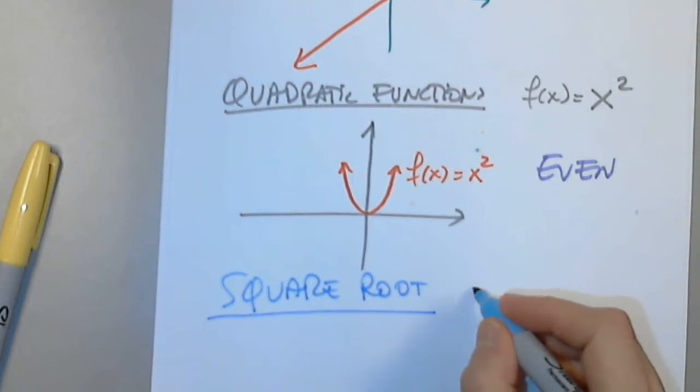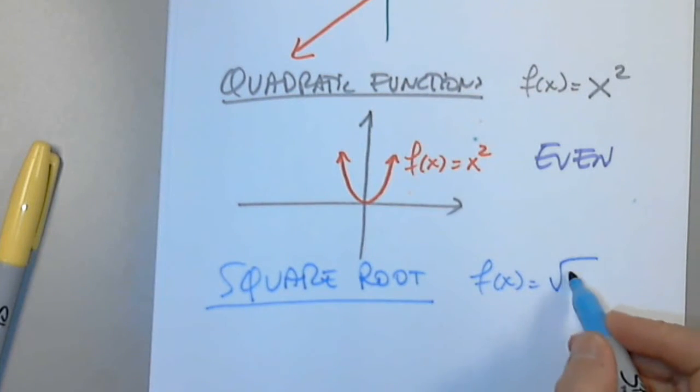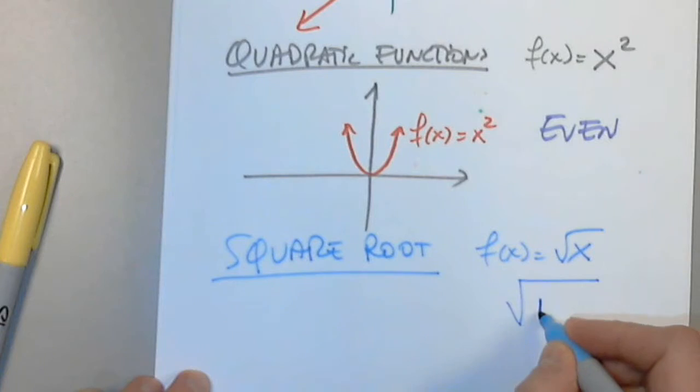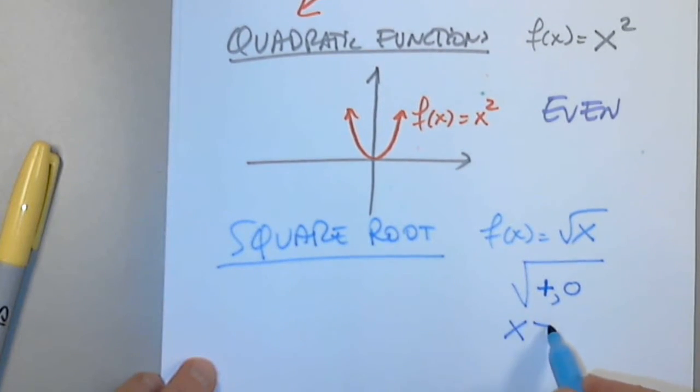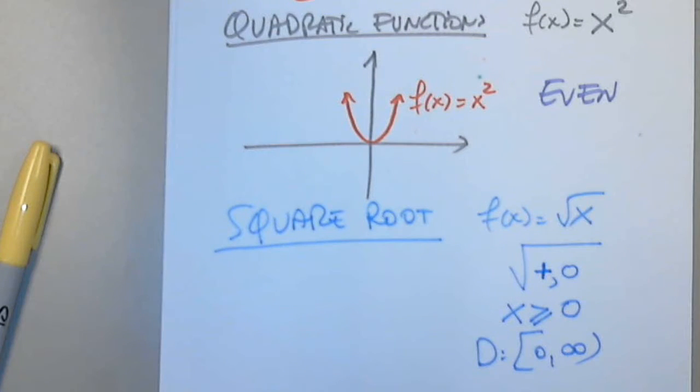A square root function, the simplest possible square root: root of x. Can anyone give us the domain of this function? Every point past 0, but including it. So the square root requires a positive number or 0 underneath. Therefore x must be greater than or equal to 0, which means the domain is 0 to infinity. Absolutely true. So here's the graph.